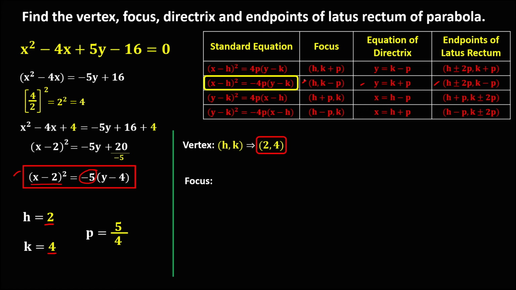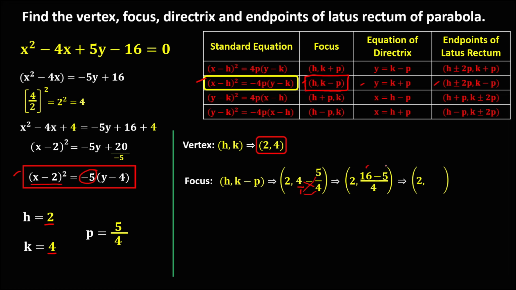Then for the focus, this formula, because this is our standard equation, so we have h, then k minus p, then substitute the values. So h is positive 2, then k is positive 4, then minus p is 5 over 4. Then to simplify, we can use the butterfly method, this is over 1. So 4 times 4, this is 16. And 1 times 5, so we have minus 5. Then 1 times 4, that's 4. Then 16 minus 5 is 11 over 4. So this is now the coordinate for the focus.